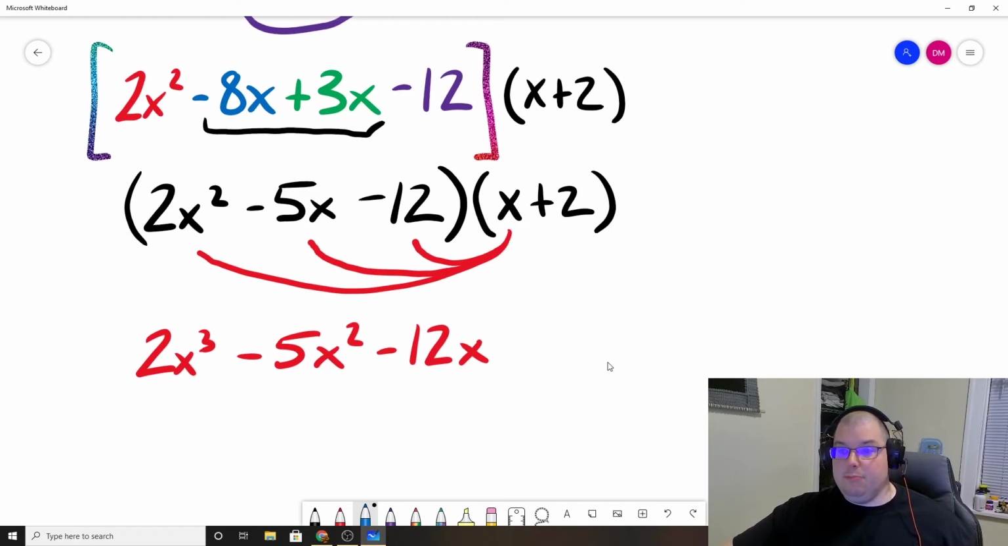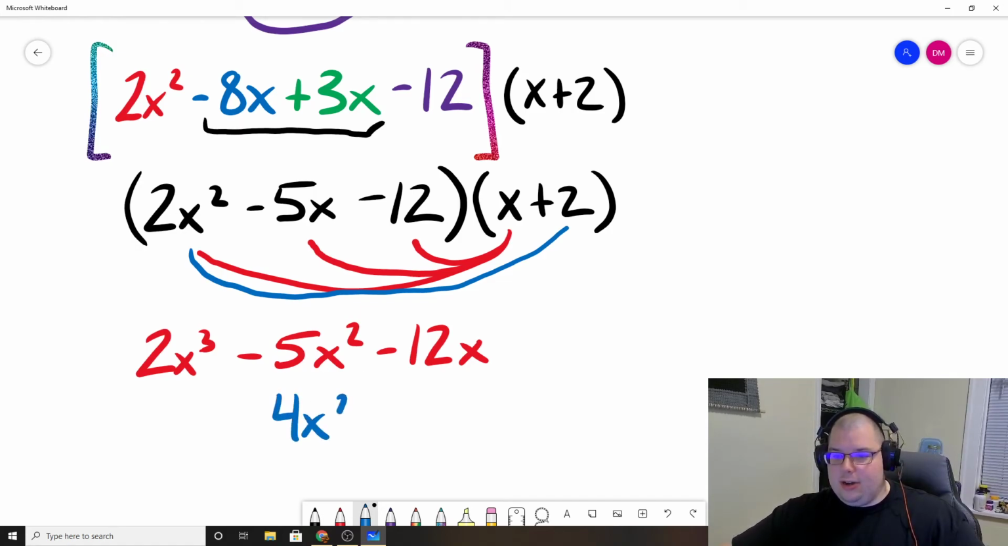And I'm going to do it in blue now. So I'm going to do 2x squared times 2. Ooh, that curve is just not very smooth. So 2x squared times 2 is 4x squared. And to save myself some time, I'm going to write that 4x squared underneath that other x squared term.